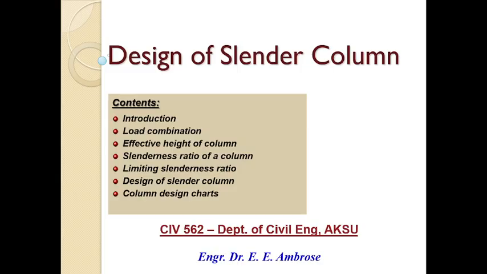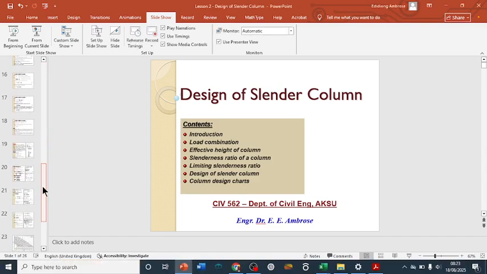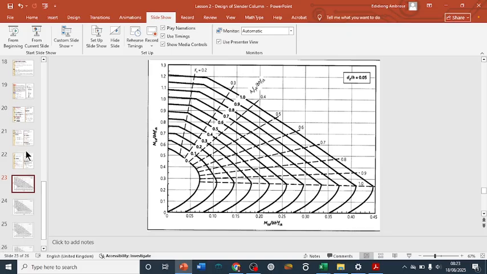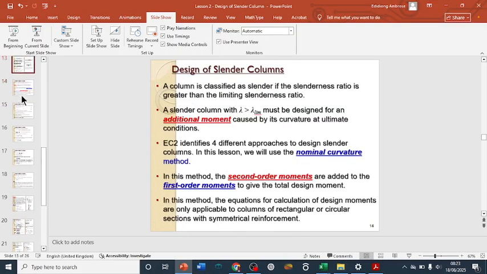So in part 1 of this lesson, we were able to look at certain introduction, then look at the issue of load combination, calculate the effective height of column, calculate the slenderness ratio of column, and then the limiting slenderness ratio. In this lesson, we are going to look into the actual design of slender columns, and then look at column charts. So that is what we are going to look at in this part 2 of the video. So stay put and you will learn a lot in this particular lesson.